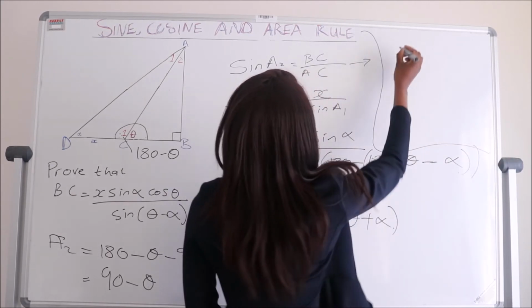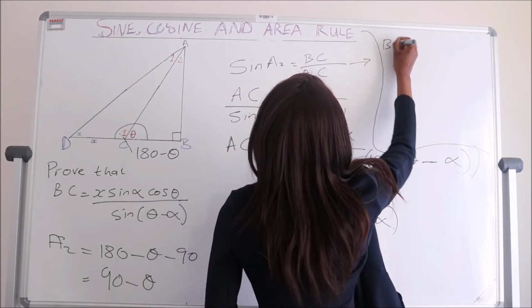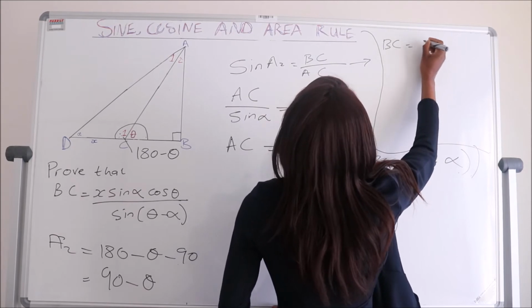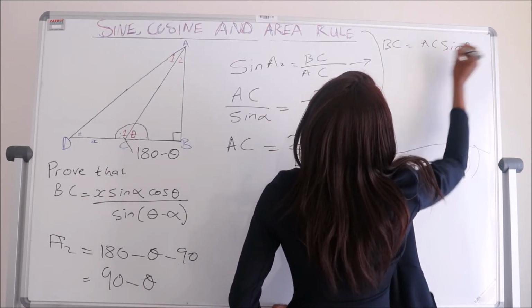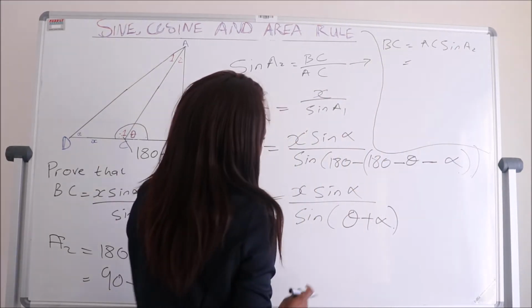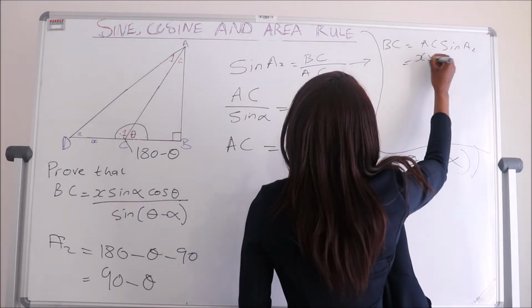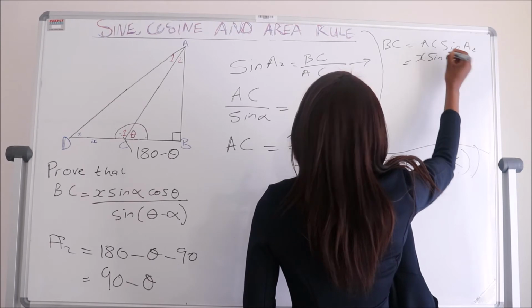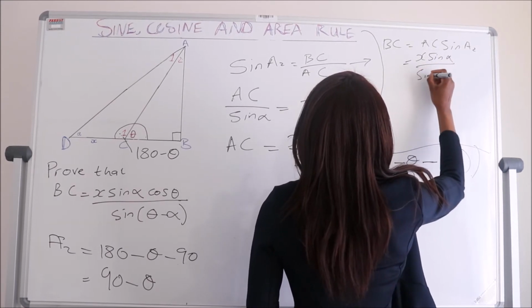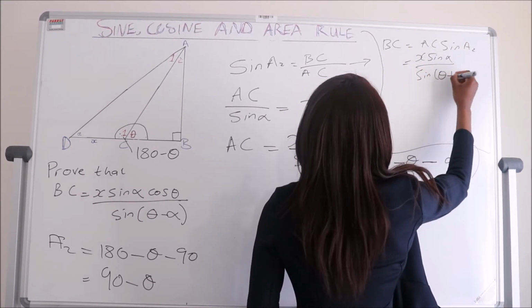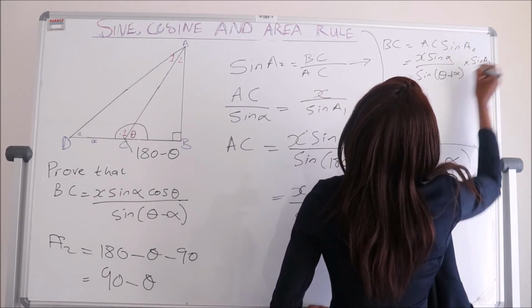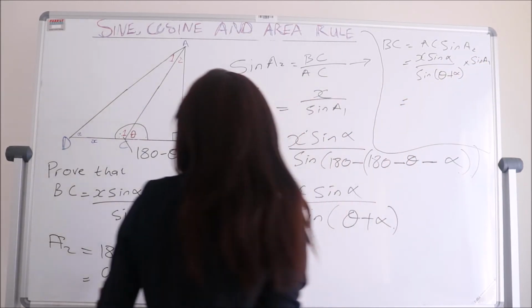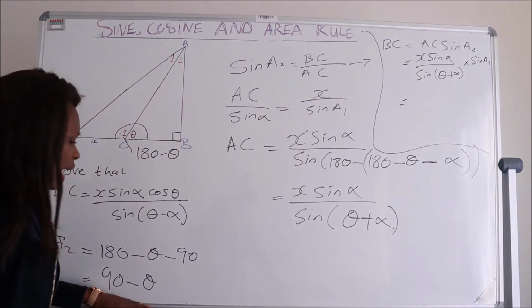I'll take it to this side, of which the side BC, which is what we're looking for, is equal to AC multiplied by the sine of A2. All right, then our AC, we already have it, it's x sine of that, divided by the sine of theta plus beta, multiplied by the sine of A2, of which the sine of A2 we already have is the sine of 90 minus theta.